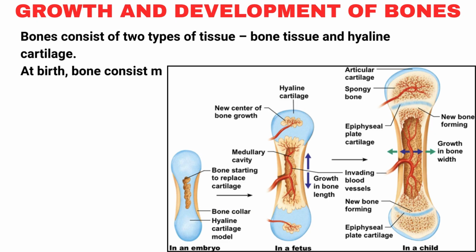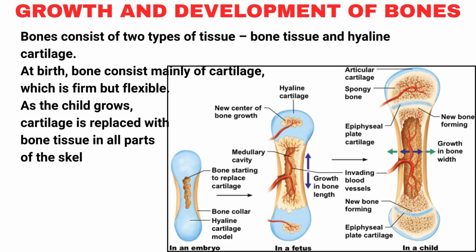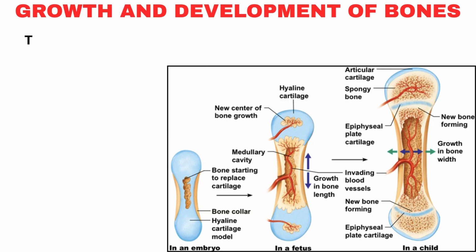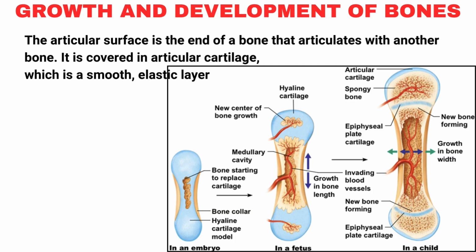At birth, bone consists mainly of cartilage, which is firm but flexible. As the child grows, cartilage is replaced with bone tissue in all parts of the skeleton except the articular surfaces. The articular surface is the end of a bone that articulates or joins with another bone. Articular surface is covered in articular cartilage, which is a smooth, elastic layer of hyaline cartilage.